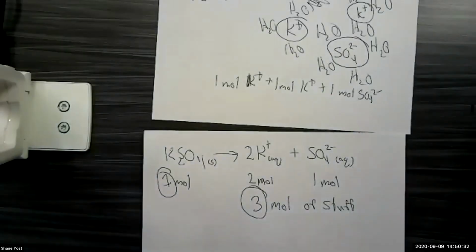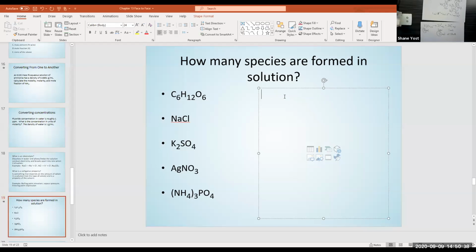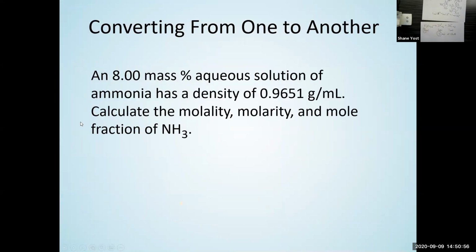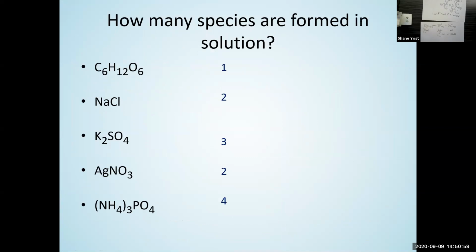Let me share the screen. So we get 1, 2, 3, 2, 4. That's where we were. And so that's the number of species, the number of things that are formed in solution when these things dissolve. How many things do they break apart into?